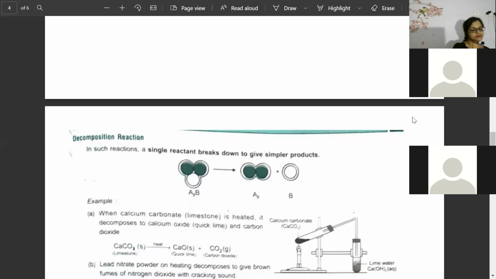Thermal, correct. Next. Photo, correct. That is sunlight and then electricity. Super. That is thermal. Thermal means when you are needing heat. So now I will be explaining the types of chemical reactions.